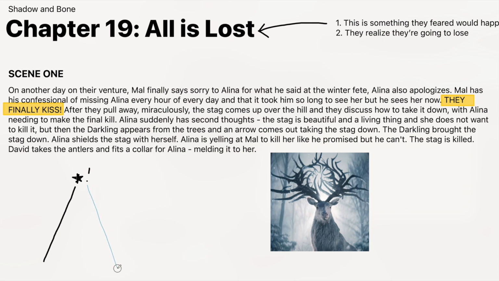We were getting excited. We were like, oh my gosh, we might actually get to everything we want to do. It immediately plummets because the Darkling appears from the trees and an arrow comes out of nowhere to take down the stag. And this beautiful creature falls. Alina shields the stag with herself. Alina is yelling at Mal to kill her like he promised, but he just can't do it. And since he can't keep that promise, which of course, because then the story would end there, the stag is officially killed, and David takes the antlers and fits a collar for Alina, melding it to her, becoming her amplifier.